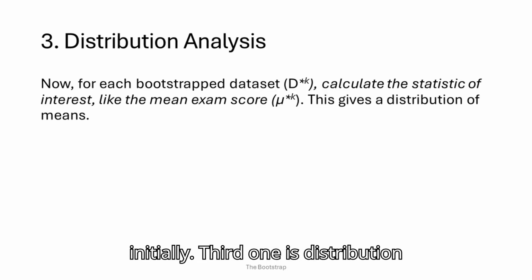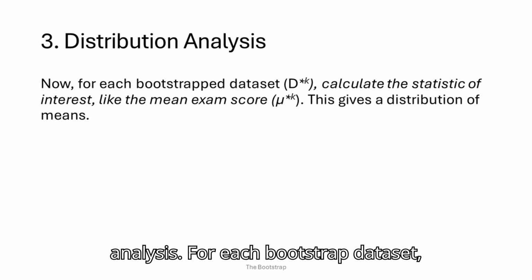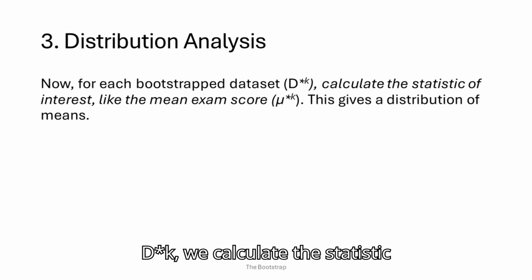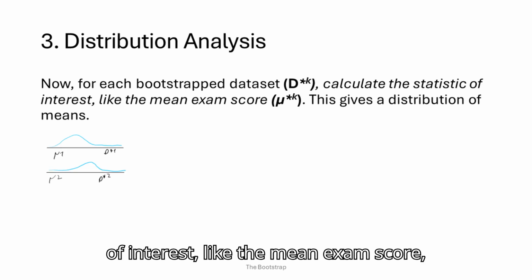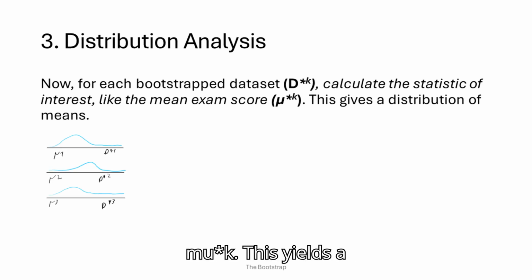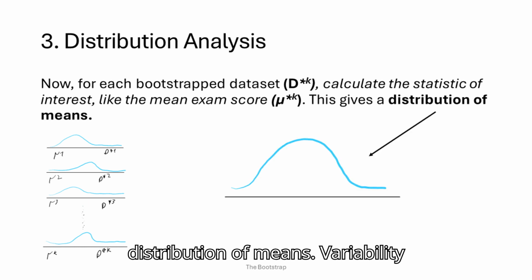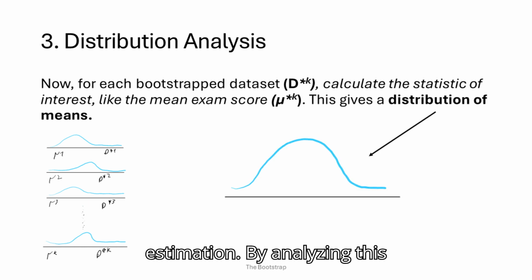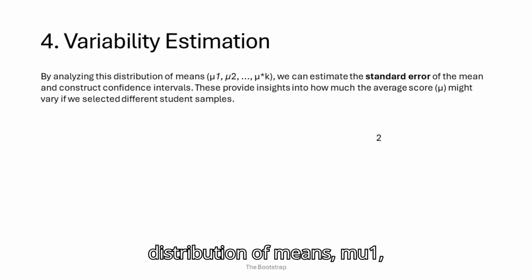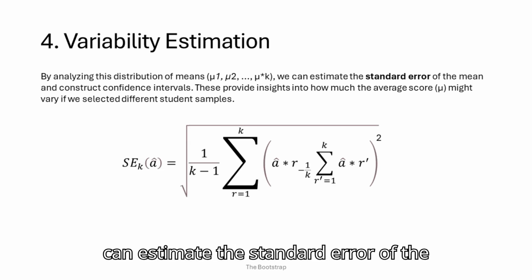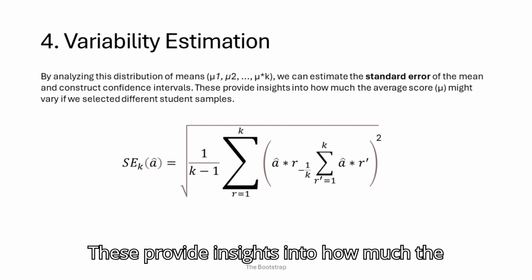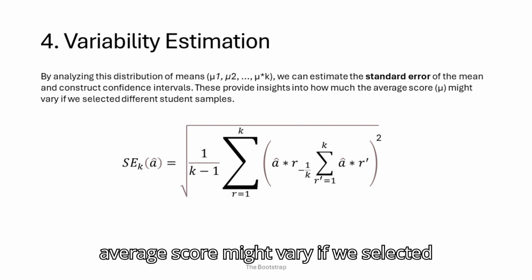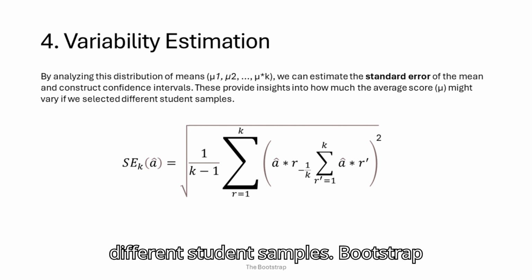Third one is distribution analysis. For each bootstrap dataset, D*K, we calculate the statistic of interest, like the mean exam score, μ*K. This yields a distribution of means. Variability estimation. By analyzing this distribution of means, μ1, μ2, μ*K, we can estimate the standard error of the mean and construct confidence intervals. These provide insights into how much the average score might vary if we selected different student samples.